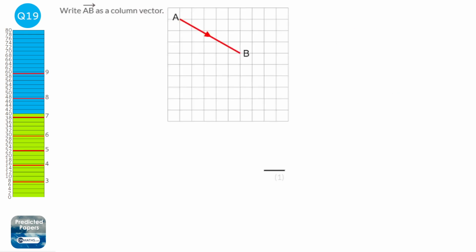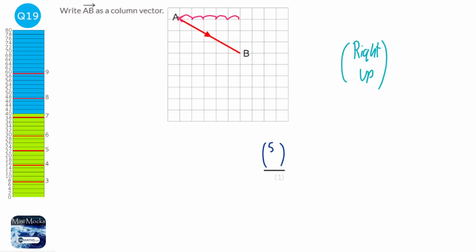We know that column vectors are shown with the amount right we go at the top and the amount up we go at the bottom. So we've got to work out how far right and how far up we go. So we're going to count the jumps from the start, which is at A. So 1, 2, 3, 4, 5 jumps right. So the top of our column vector is going to be 5. And 1, 2, 3 down. Now, because it's down, it's going to be minus, and we've got 3 down. So it's 5 at the top and minus 3 at the bottom.